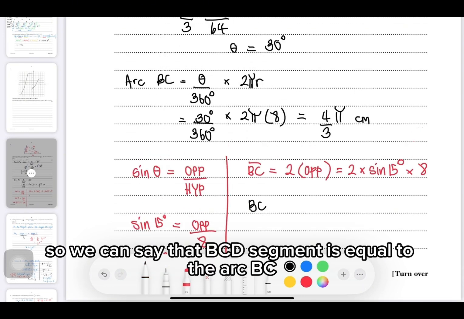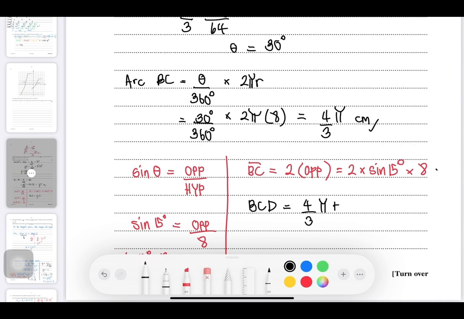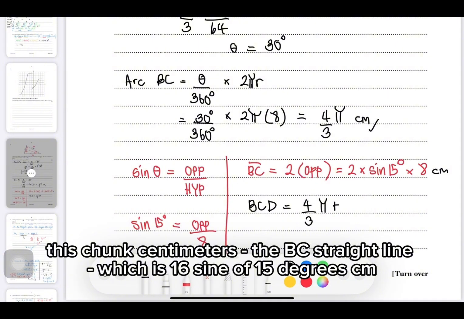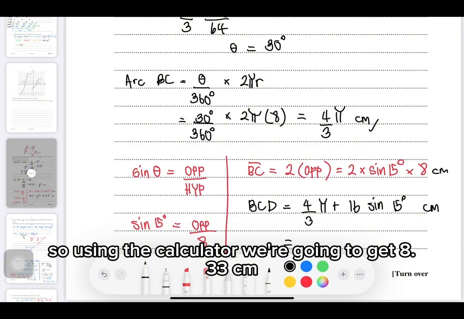So we can say that the BCD segment perimeter is equal to the arc BC, which is 4 over 3 pi centimeters, plus the BC straight line, which is 16 sine 15 degrees centimeters. So using the calculator, we're going to get 8.33 centimeters.